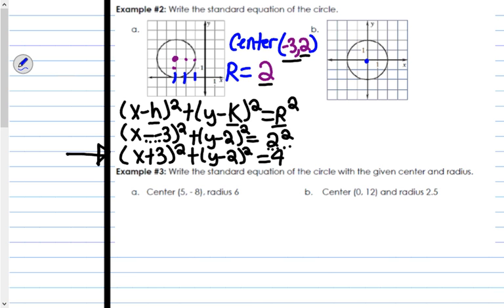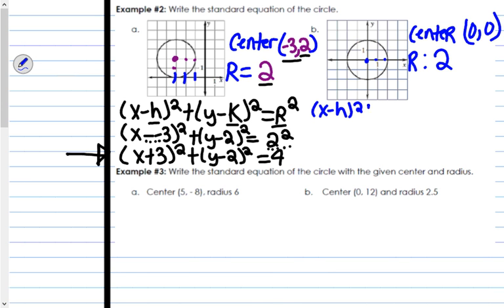The center of the circle, I want you to write the coordinates down. What is the center of that circle? Hopefully you put (0, 0). And then what's the radius of that circle? Hopefully you put 2. So start off by writing the standard equation of a circle, (x - h)² + (y - k)² = r².